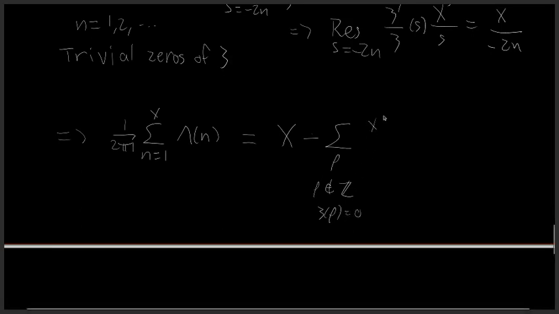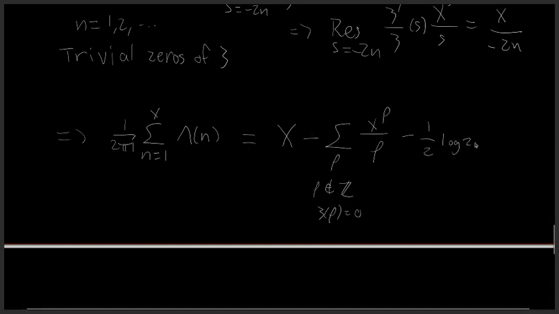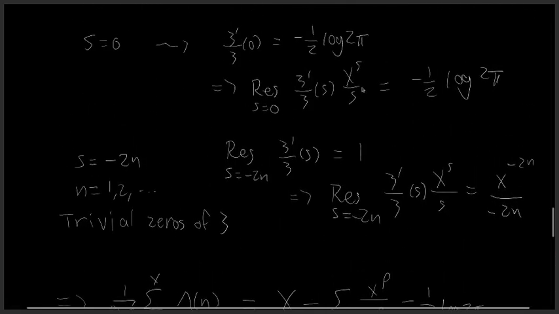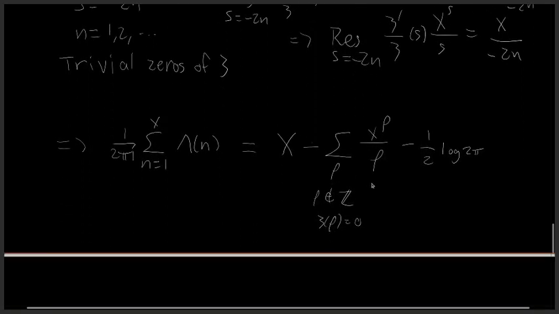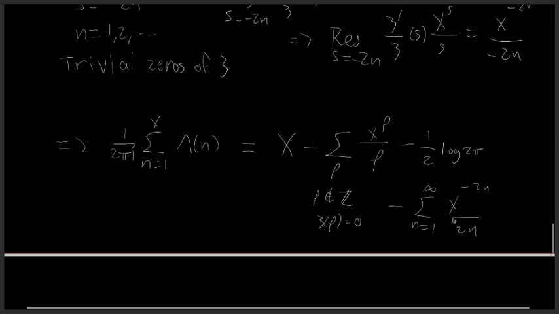And then we have x to the rho over rho. Next, we have this minus 1/2 log 2 pi coming from our third term at s equals 0. And then finally, we have the sum n from 1 to infinity of x to the minus 2n over 2n.